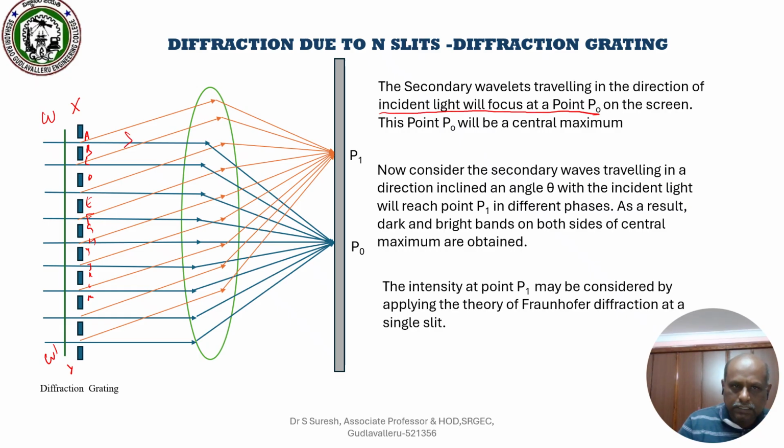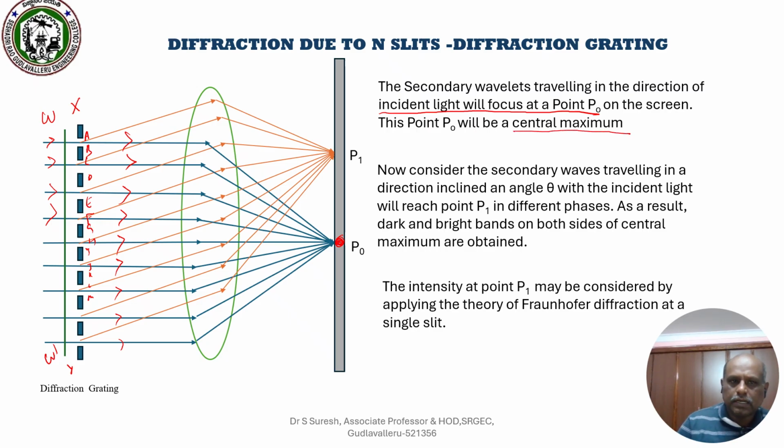That means all these secondary waves coming from the slits, which are moving in the direction of incident light, are converging at point P0 on the screen. This is the incident light and this is the diffracted light. Both are making theta equal to 0 degrees. You see S1 P0 to Sn P0, all are traveling the same path. There is no path difference in these rays. That's why P0 is going to be a central maximum.